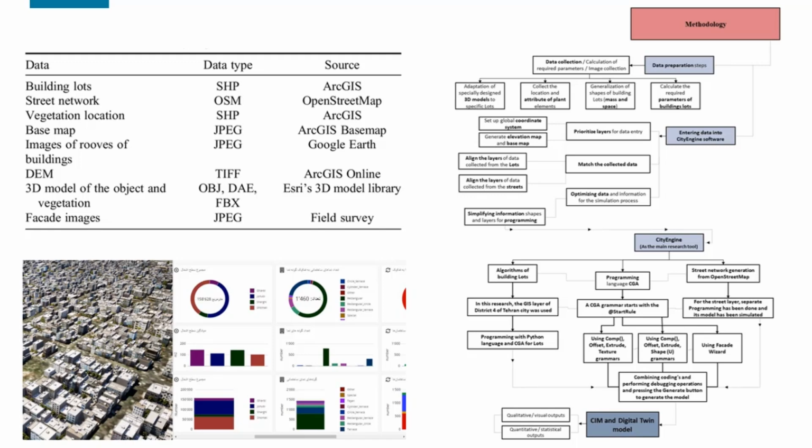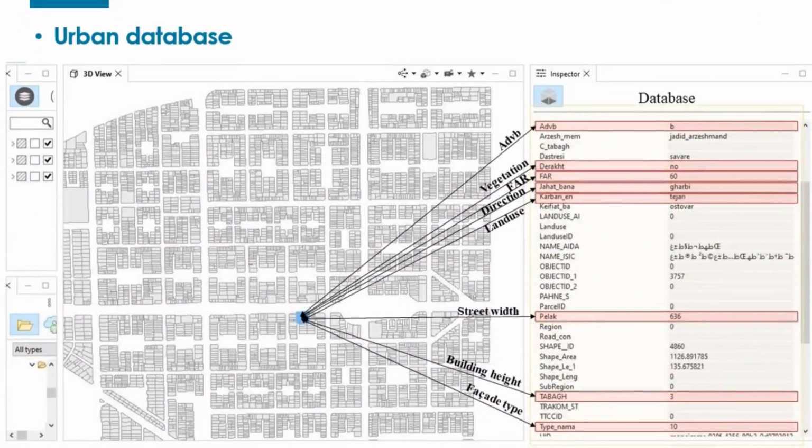These models provide valuable insights for urban planning, design, and management. In this project, we developed a comprehensive urban database for the Narmak neighborhood. The database contains various attributes, such as land use, street width, building height, vegetation, and facade types. This data is integrated into the 3D model, allowing for detailed analysis and visualization of the neighborhood. By linking these attributes to the spatial data, we can gain a deeper understanding of urban dynamics and improve decision-making.